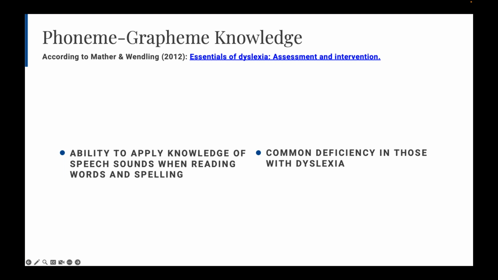Moving forward, thinking about another primary area, we have phoneme-grapheme knowledge. So this is now looking at our ability to apply our knowledge of speech sounds when we're reading and spelling words. And this is an area that is commonly deficient in individuals with dyslexia.